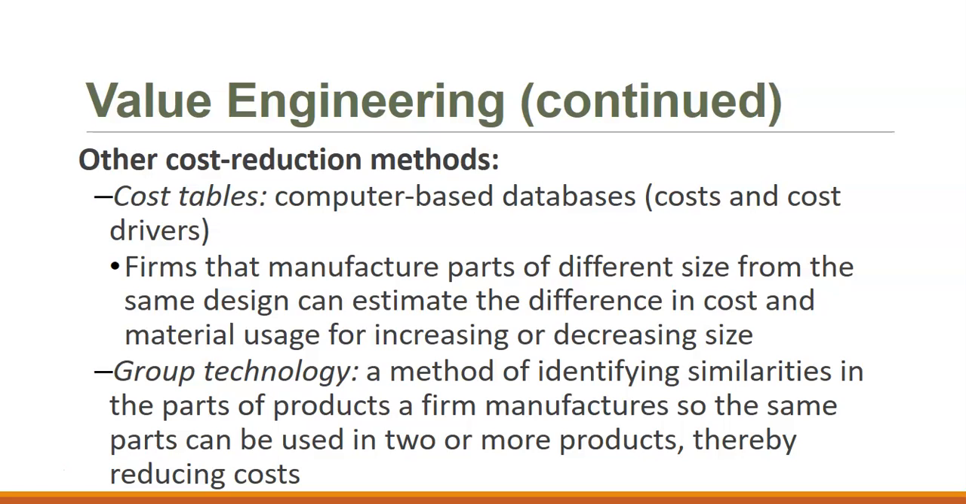And then group technologies. So we would have a method of identifying similarities in the parts of a product we manufacture so that the same parts can be used in two or more products, and thereby we could reduce cost. So what direct materials are we purchasing for other products, and how can we redesign so that they're using the same material? Because often there is a discount for buying more of the same material from a supplier. So how can we utilize supplier relationships in order to reduce cost?